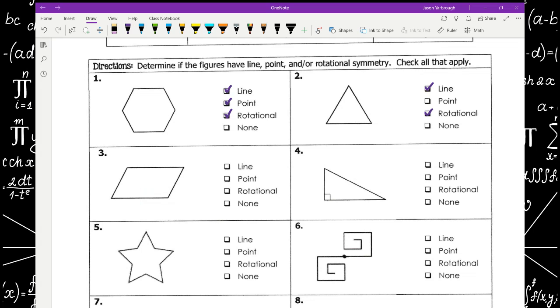The point symmetry. Well, if I rotate 180 degrees, is it the same? Yeah. Okay. And again, since it repeats twice, it is rotational symmetry as well.